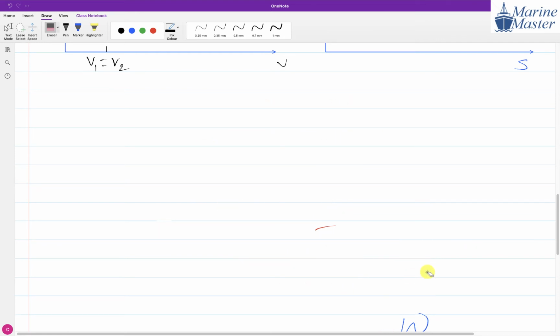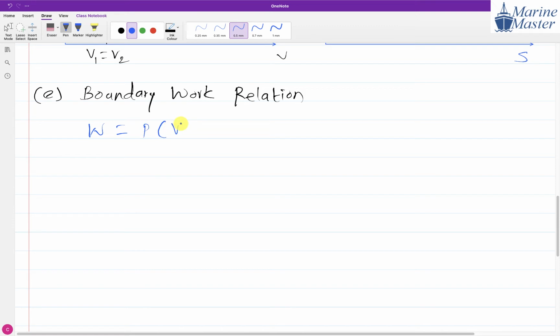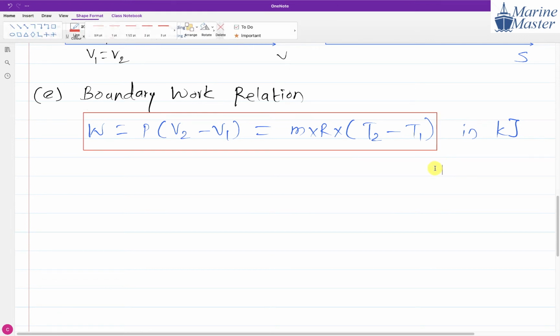So try to see the scenario here. What will be the boundary work relation? That is our E point. Now the meaning of boundary work means motion of the boundary, means motion of the piston. So the boundary work relation here will be P times V2 minus V1, or another relation is m R T2 minus T1, and the unit will be kilojoule. Please write down this relation.